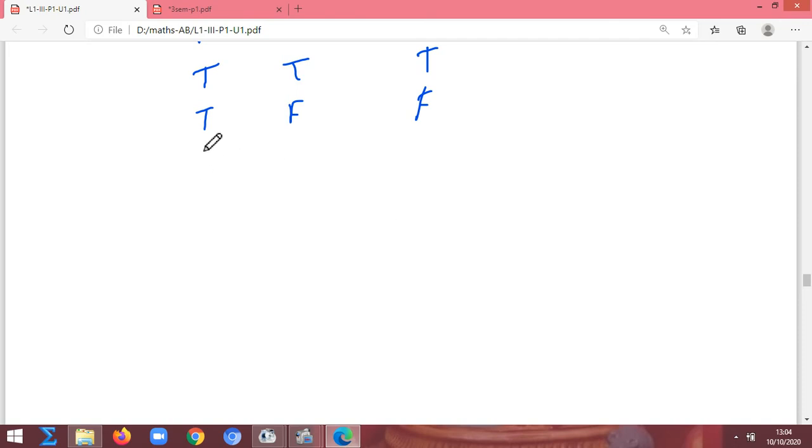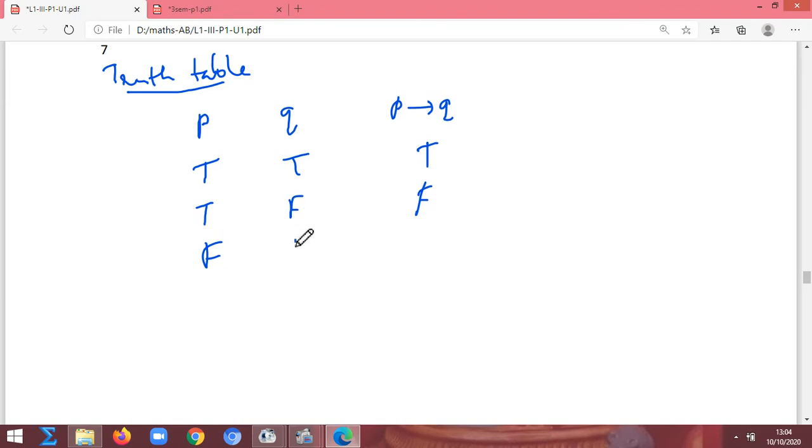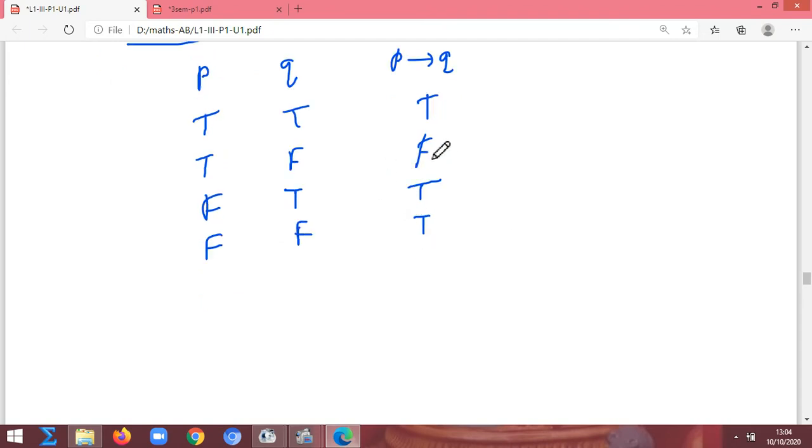Now when P is false and Q is true, we will have the truth value as true. When both are false, even then the statement is true. So, we observe here the truth values of P implies Q. These are the truth values of P implies Q.